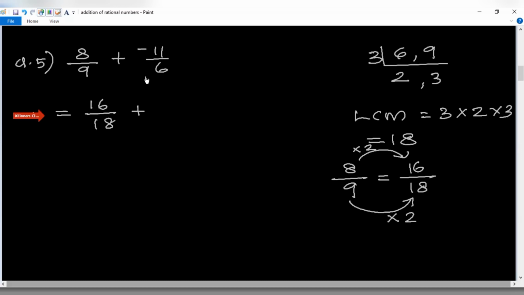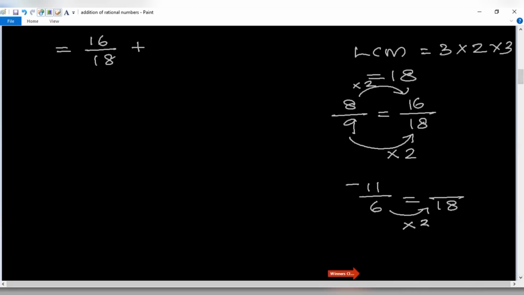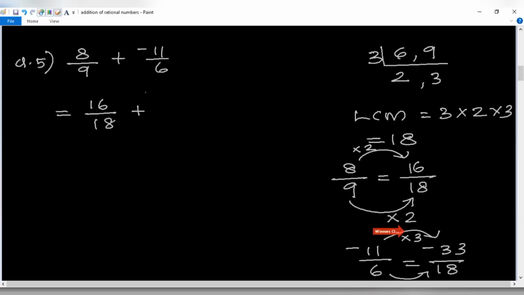Next, we have minus 11 by 6. Minus 11 by 6. Again, we need the LCM 18 as the denominator here. So we will write it like this. How will the 6 become 18? We have to multiply by 3, right? So in the numerator part as well, we have to do the same operation. Minus 11 into 3, that is minus 33. So in place of negative 11 by 6, we can write it as negative 33 by 18.